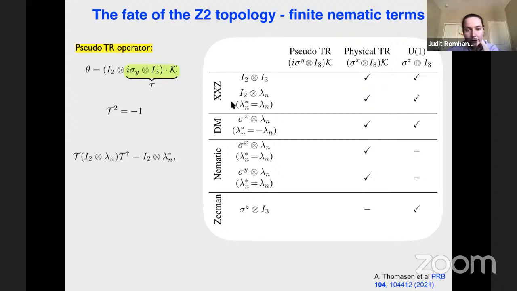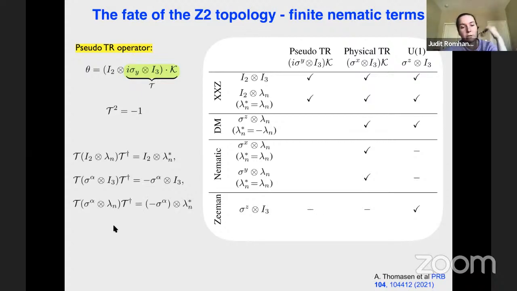So for the XXZ we have the real gamma matrices, so these are definitely going to be invariant under this pseudo time reversal symmetry. And then we can look at what happens if you have some kind of a Pauli matrix here, and nothing is affecting the orbitals, which is something that a magnetic field would do, and that will actually just change sign. So this will definitely break the pseudo time reversal symmetry.